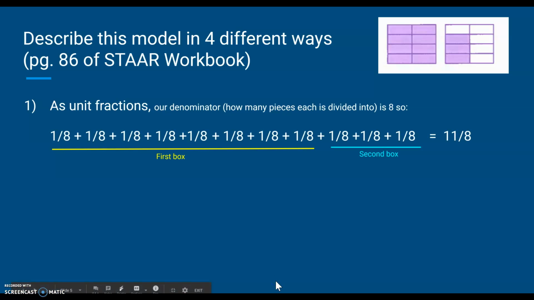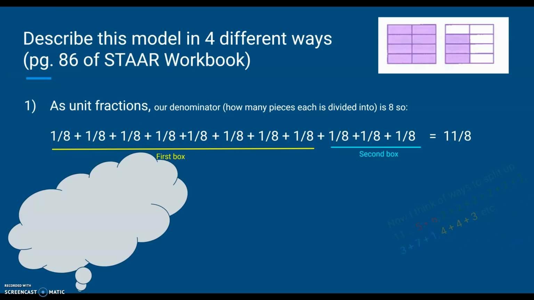So in the first box, I have 1/8 plus 1/8 plus 1/8 plus 1/8 plus 1/8 plus 1/8 plus 1/8 plus 1/8. That equals all 8 of those pieces. Plus in the second box, I have 3 of those pieces colored, so that would be 1/8 plus 1/8 plus 1/8. If I add all of those ones together from the beginning, 1, 2, 3, 4, 5, 6, 7, 8, 9, 10, 11, I know that I have 11 eighths.